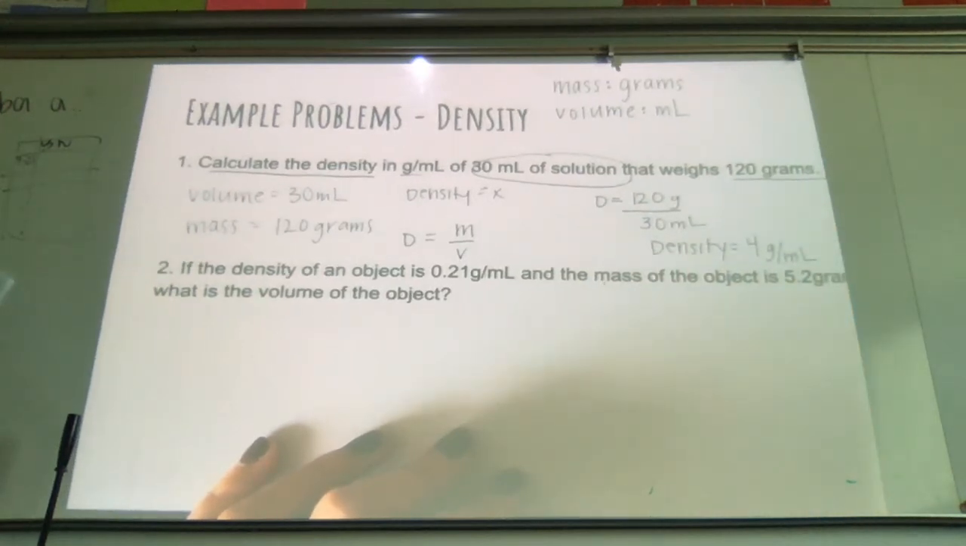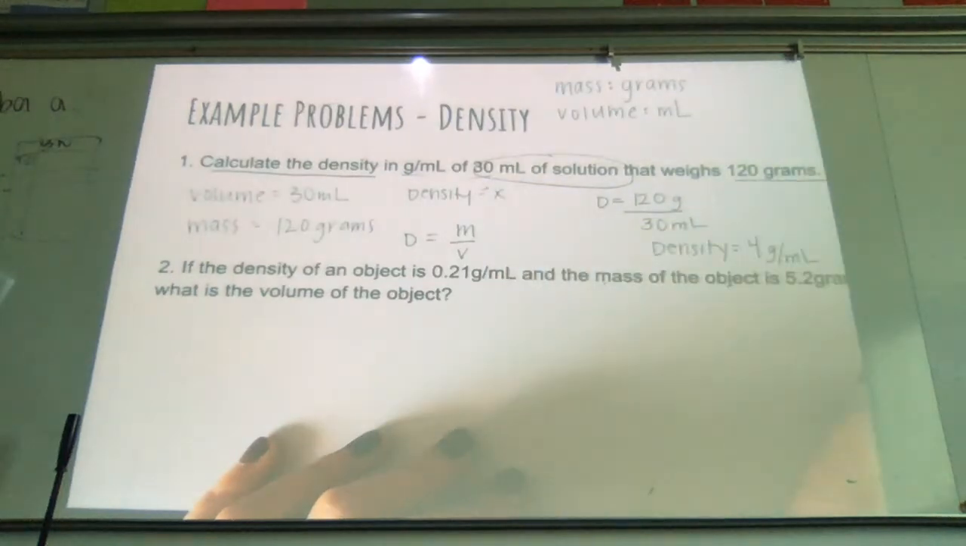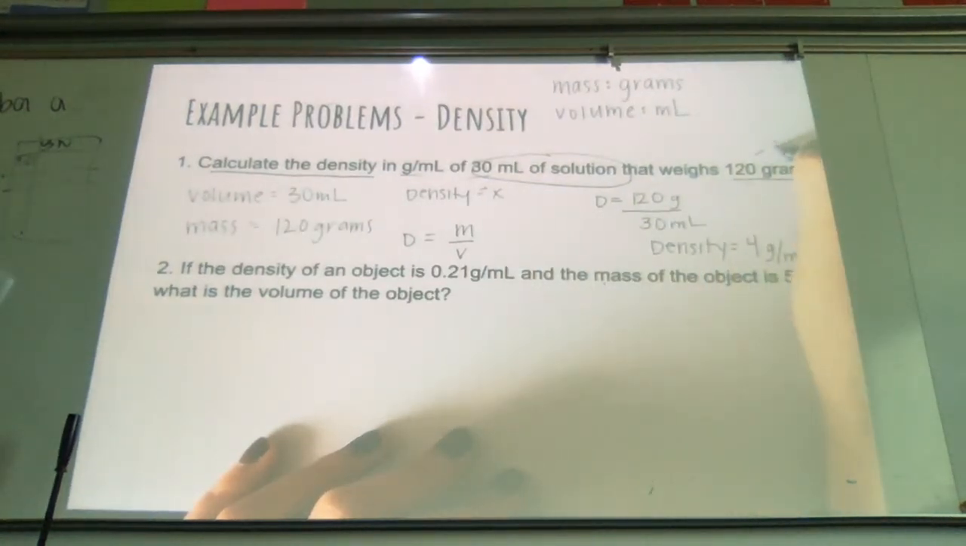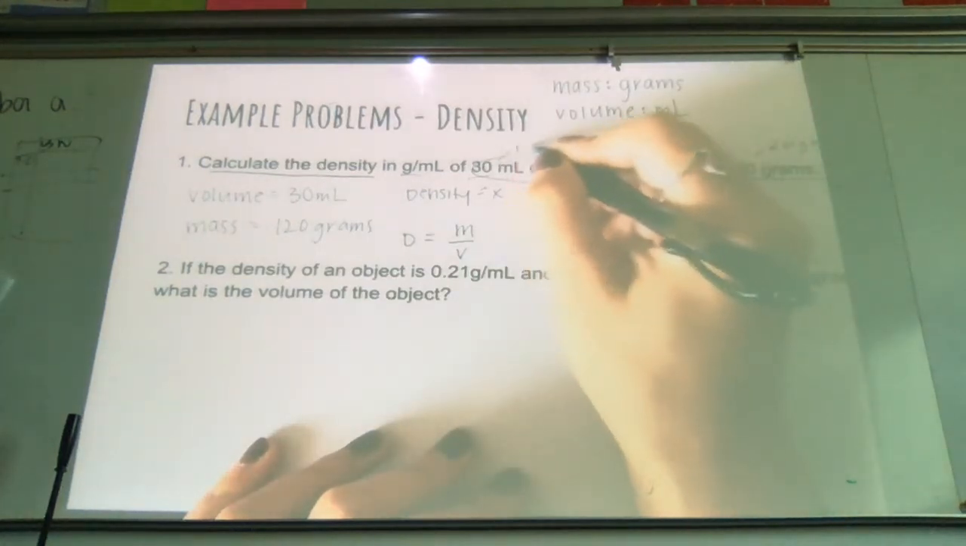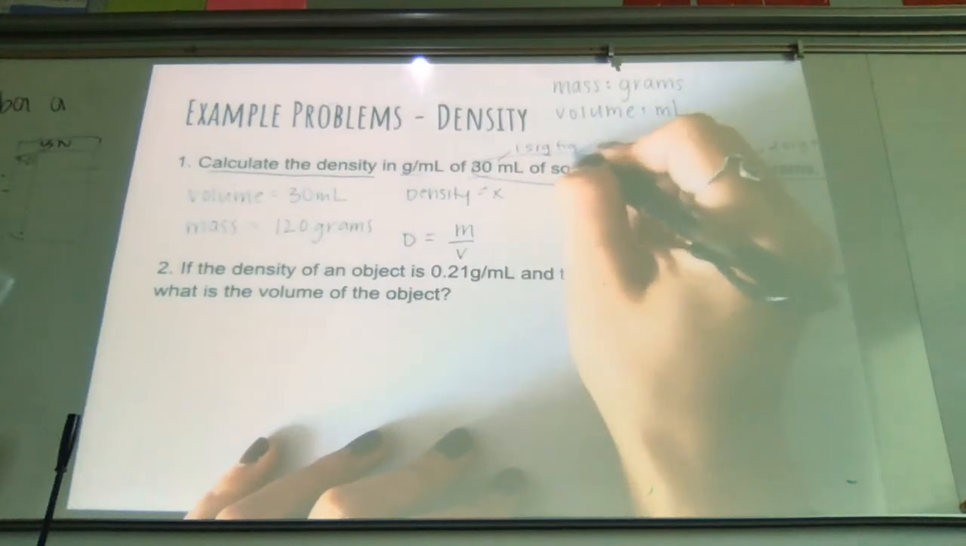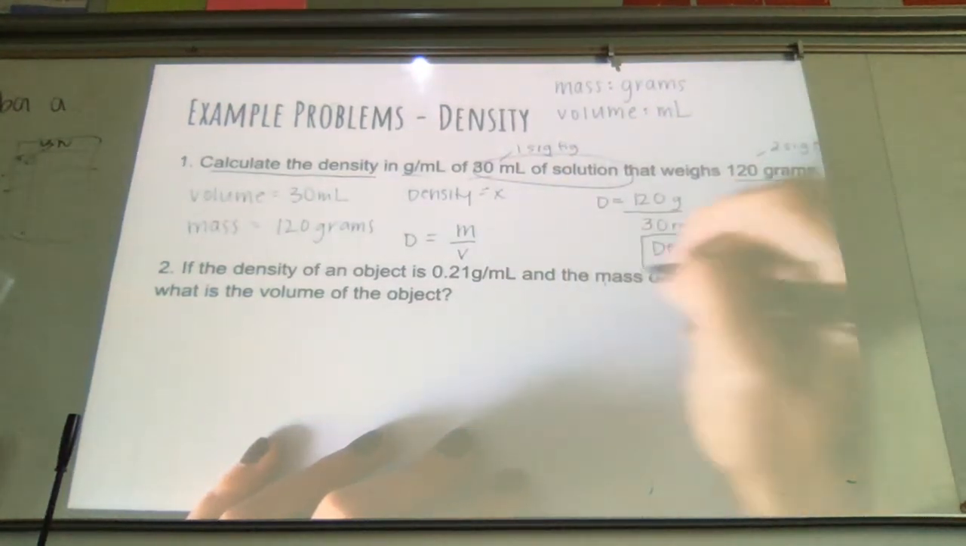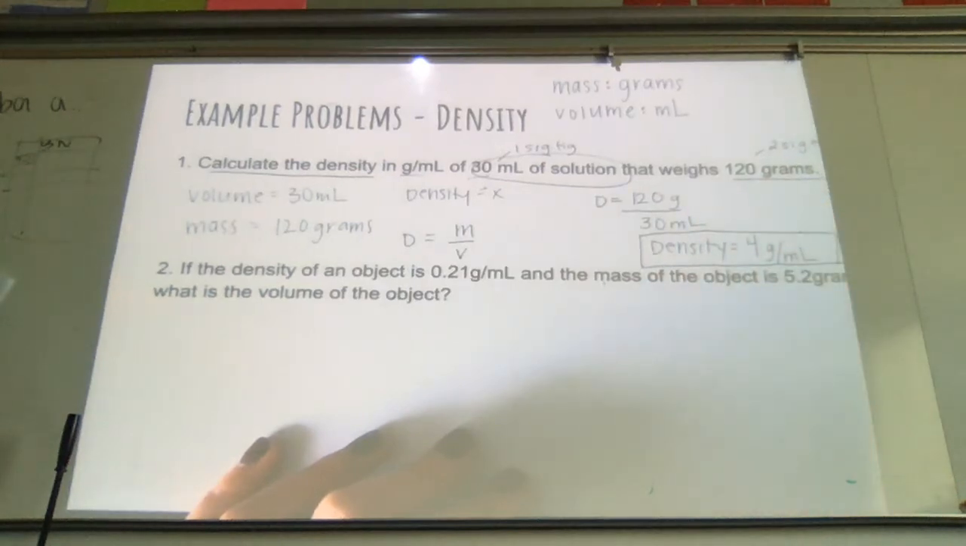Now remember, we need to think about sig figs. How many sig figs can be in our final answer? When we're determining the number of sig figs in a final answer, we need to look at the number of sig figs we started with. We used 30 and we used 120. 120 has 2 sig figs and 30 has 1 sig fig. So we can use 1 sig fig in our final answer, so we know that density is 4 grams per milliliter.